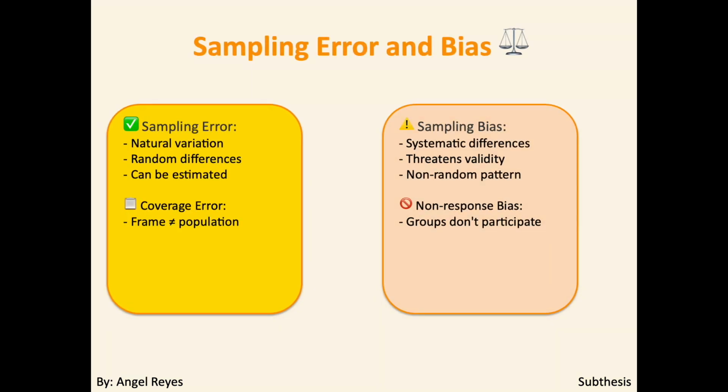Two crucial distinctions. Sampling error is natural, random variation from studying a subset rather than everyone. You can estimate it statistically. Sampling bias is problematic, systematic differences that threaten validity. Coverage errors occur when frames don't match populations. Non-response bias happens when certain groups consistently don't participate. Understanding these differences helps you design better studies and interpret findings appropriately.